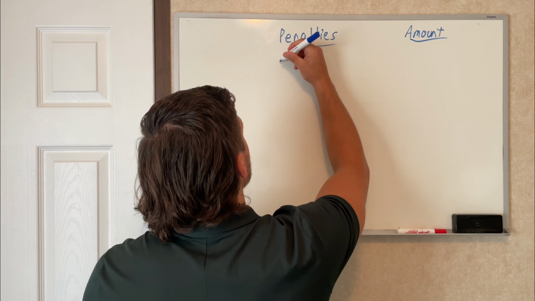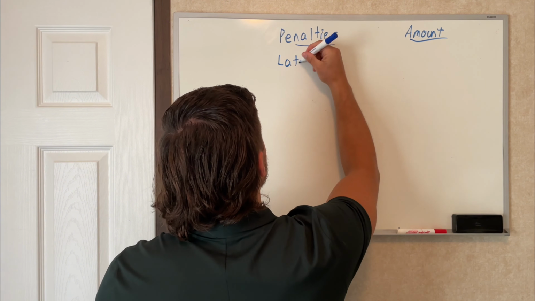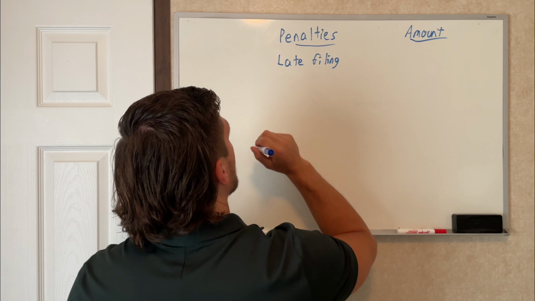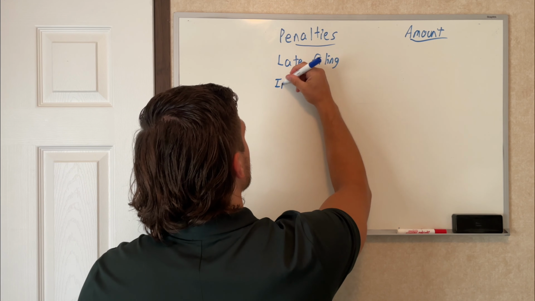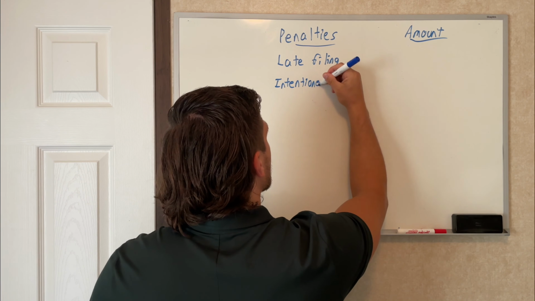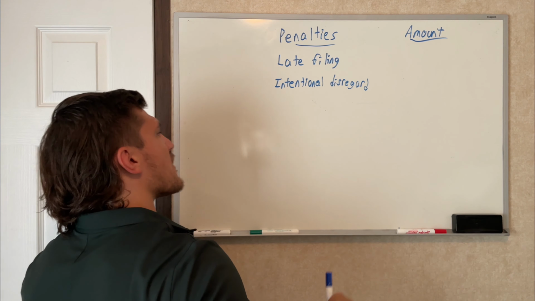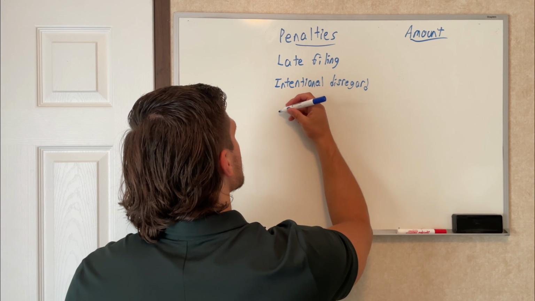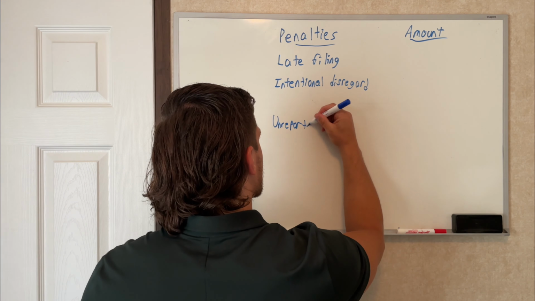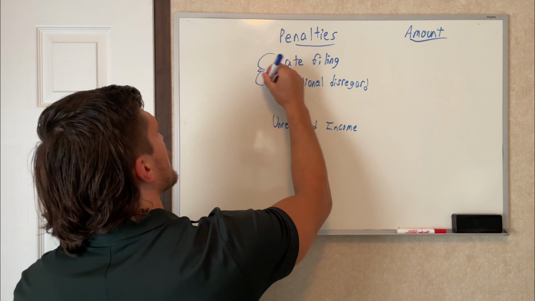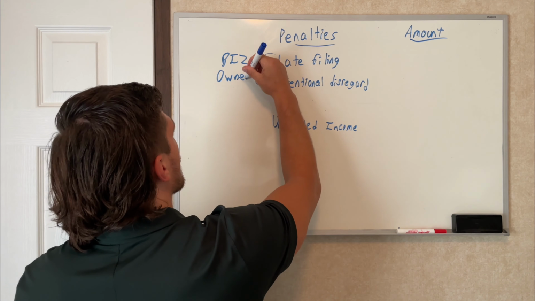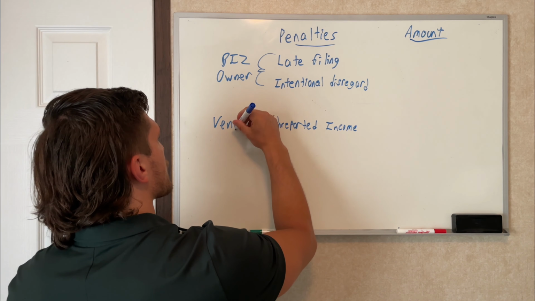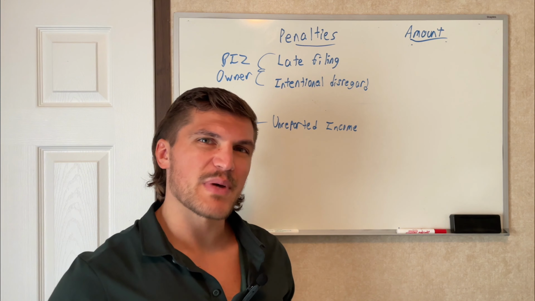So, what is there? There's late filing penalties of a Form 1099. There are, I think it's called intentional disregard. And then for that 1099 vendor, when it comes to picking up the income, unreported income. So this is really for the business owner, and this is really for my vendor, contractor, freelancer, you name it. So these are the penalties we're going to look at.